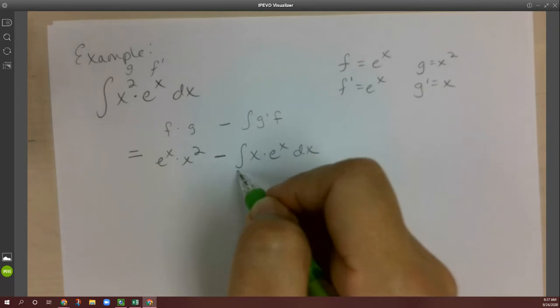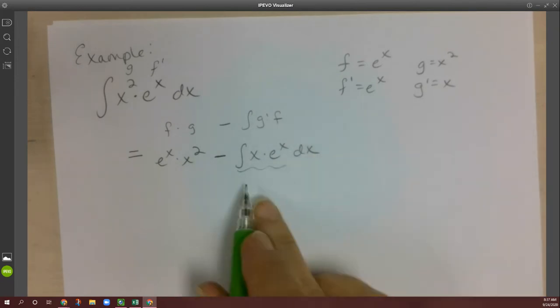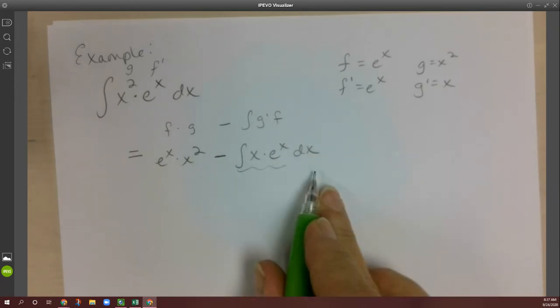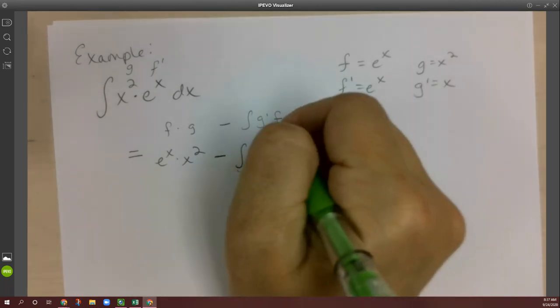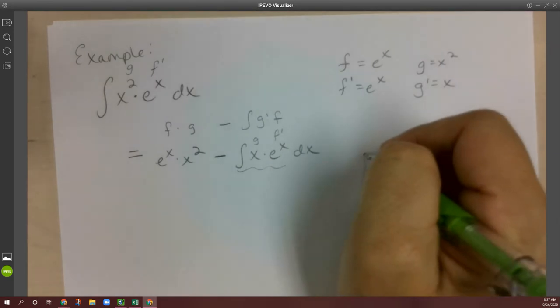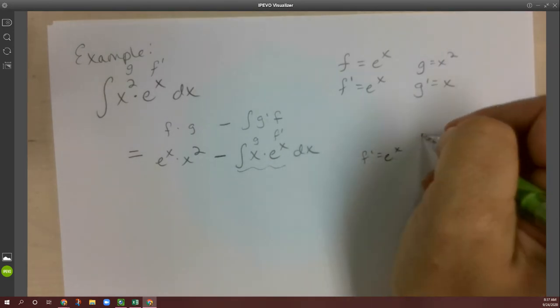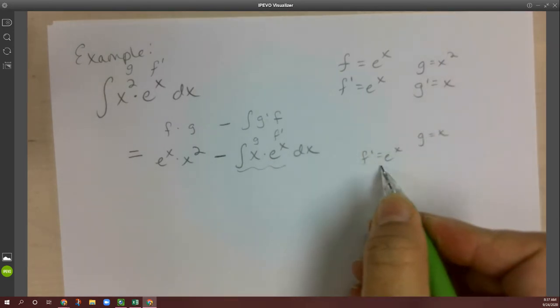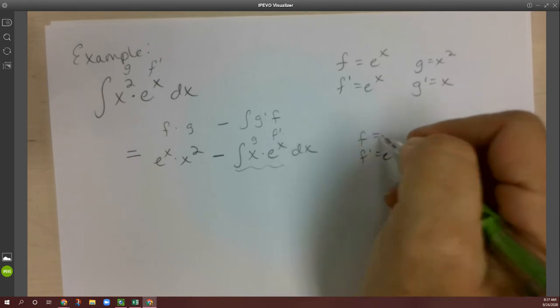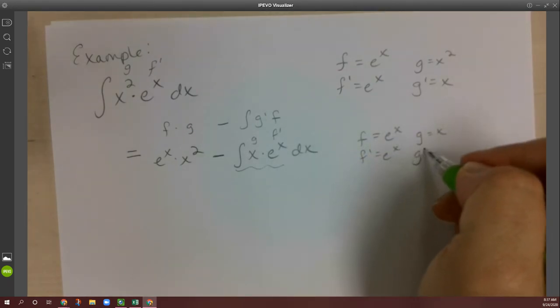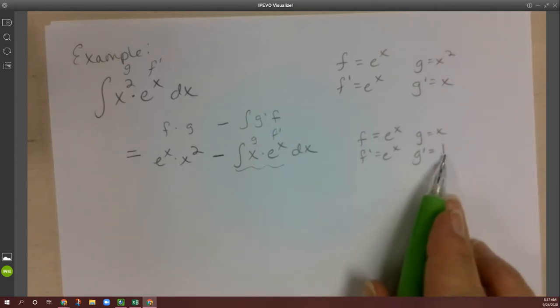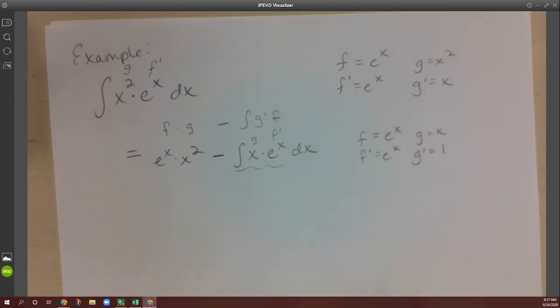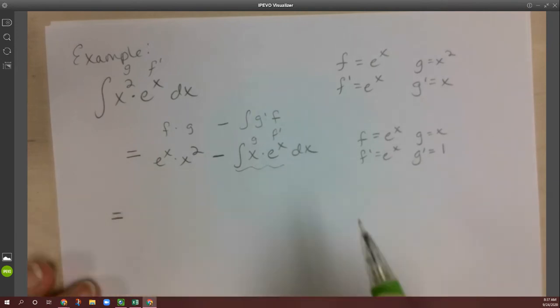So now we're going to look at this integral and do integration by parts again. I'm going to assign x to be g. e to the x is f prime. The integral of f prime would be e to the x. The derivative g prime is 1. Now that I've got a 1 here, now I'm going to end up with something I can integrate. So let's go for another rewrite.